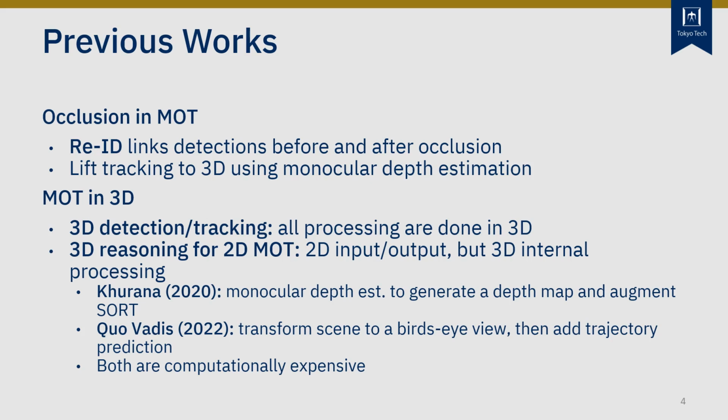For example, Corona applied a monocular depth estimator to generate a depth map and augment the SORT algorithm. Quo Vadis transforms a scene into a bird's eye view, then applies trajectory prediction to tracks. Both of them are relatively computationally expensive, especially with more and more added components.